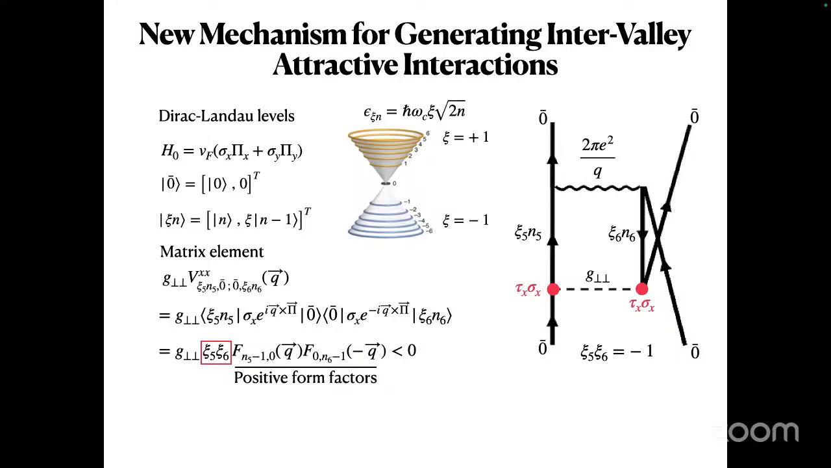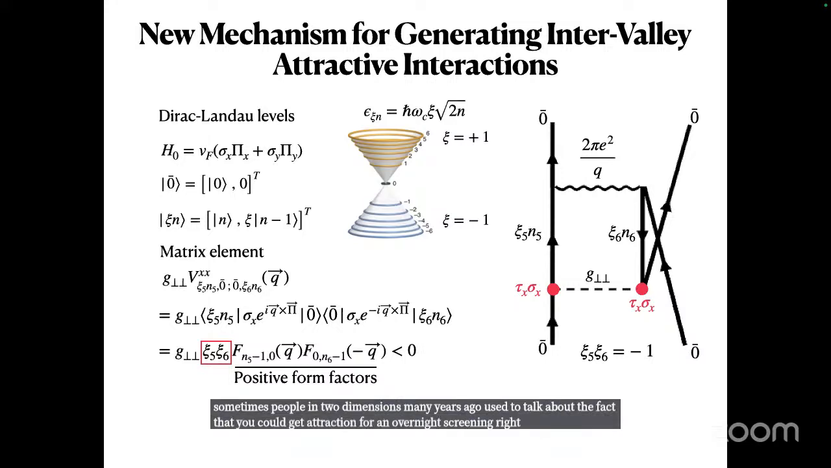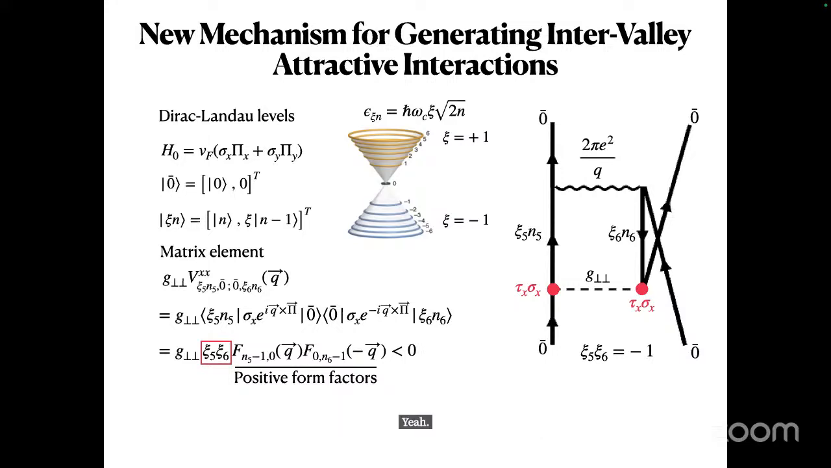I don't have a ball and stick model to explain why this turns out to be attractive, but it's good to think about that. Sometimes people in 2 dimensions many years ago used to talk about the fact that you could get attraction from over screening. But this is a purely matrix elements effect. The intermediate state is kind of like trying to screen this interaction.